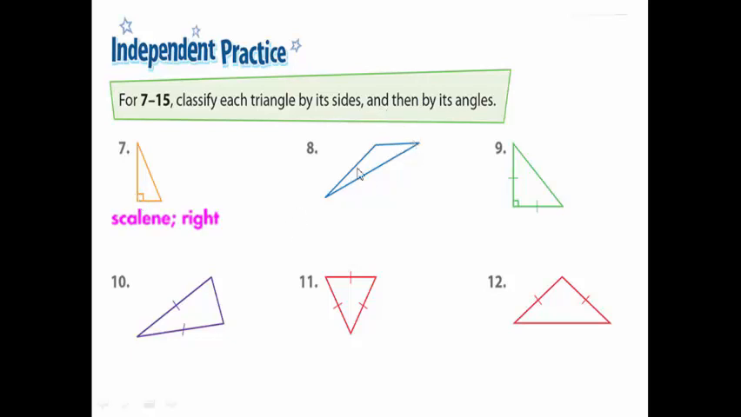Here I have no equal sides and one obtuse angle. So no equal sides, we call it scalene, and one obtuse angle, scalene obtuse. Here I have two equal sides and one right angle. So two equal sides we'll call isosceles, and isosceles right. We have here question number 10. We have two equal sides and three acute angles. Two equal sides, we'll call it isosceles. Three acute angles, we call it acute.